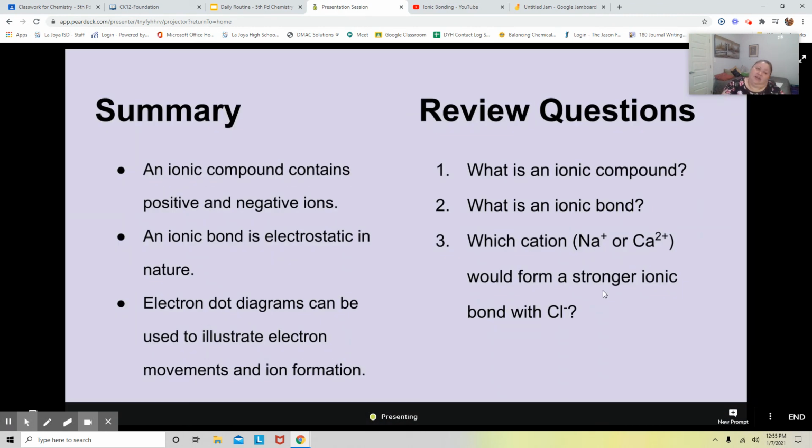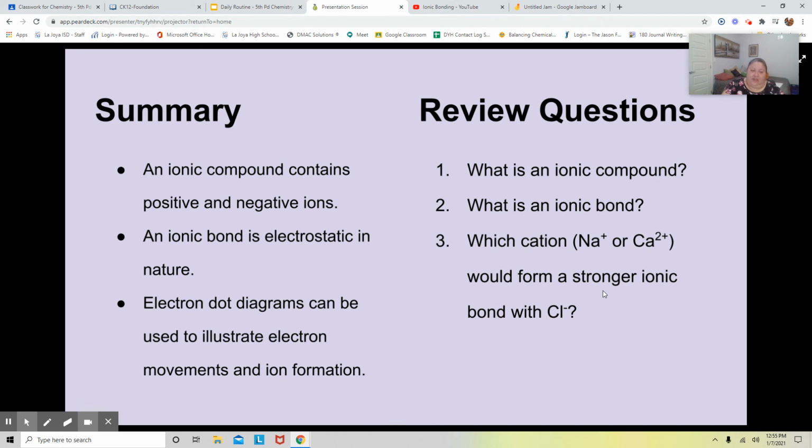In summary, an ionic compound contains positive and negative ions. An ionic bond is electrostatic in nature. And the third point of this lecture is that electron dot diagrams can be used to illustrate the electron movement and ion formation. Your review questions, very simple. What is an ionic compound? What is an ionic bond? And which cation, Na+1 or Ca+2, would form a stronger ionic bond with Cl?